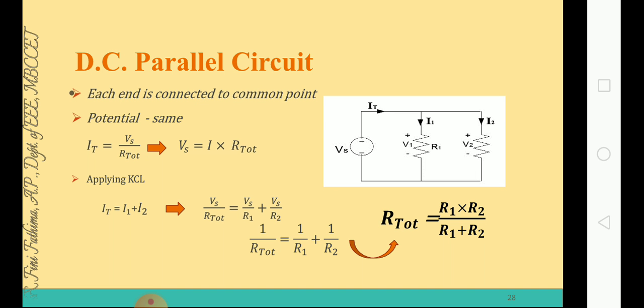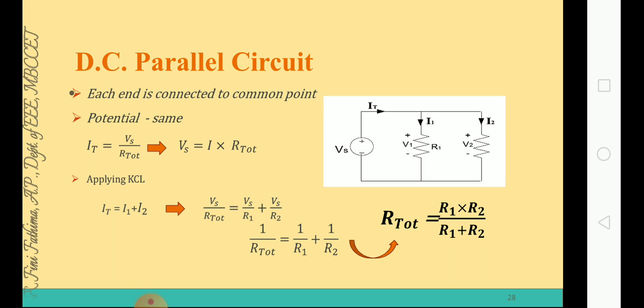Just as we applied Kirchhoff's voltage law in the series circuit, I am going to apply Kirchhoff's current law here. According to Kirchhoff's current law, the sum of currents entering the circuit will be equal to the sum of the currents leaving the circuit. So the total current IT splits into I1 plus I2. The entering current at the junction is IT and the leaving currents are I1 and I2. So I can write IT is equal to I1 plus I2, or IT minus I1 minus I2 is equal to 0.